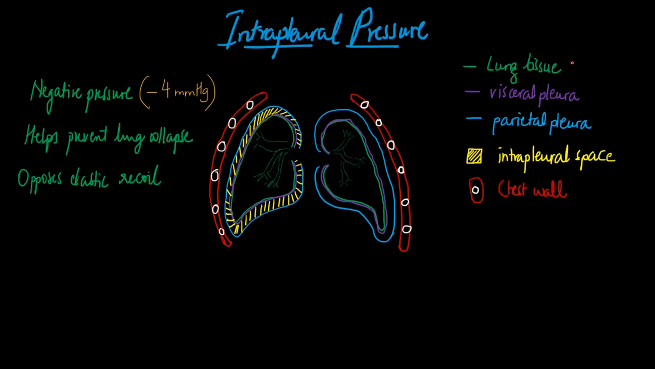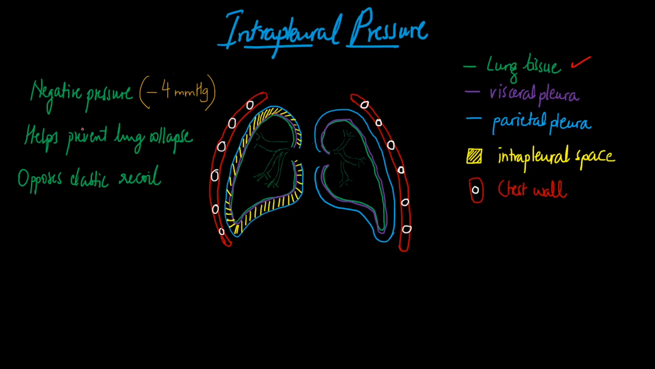So we have the lung tissue in green, the lung parenchyma, and adherent to it is the layer of visceral pleura in purple. Around that is the layer of parietal pleura in blue, which lines the chest wall. Now this is just an illustration to make you understand things better.